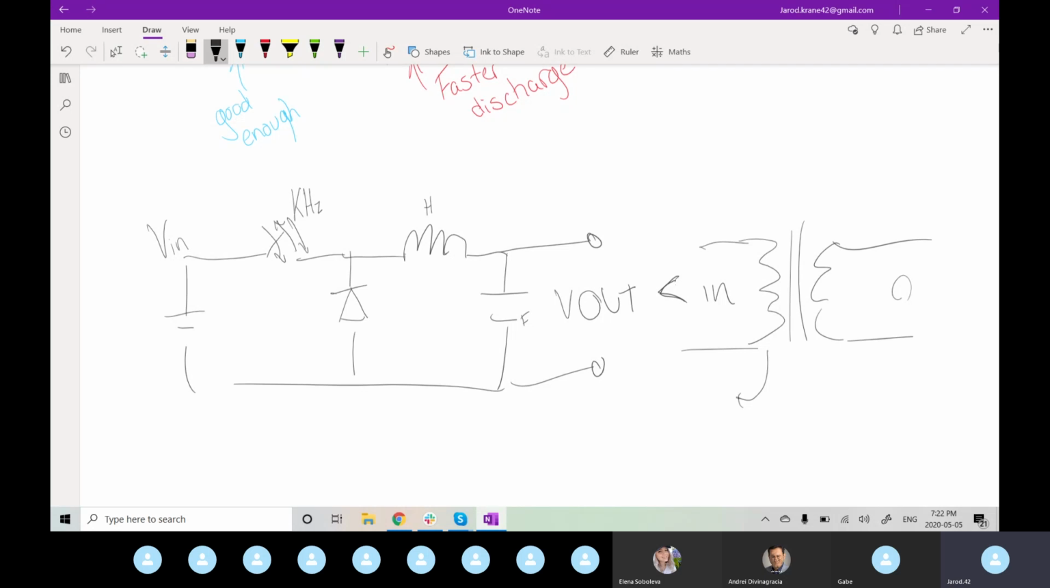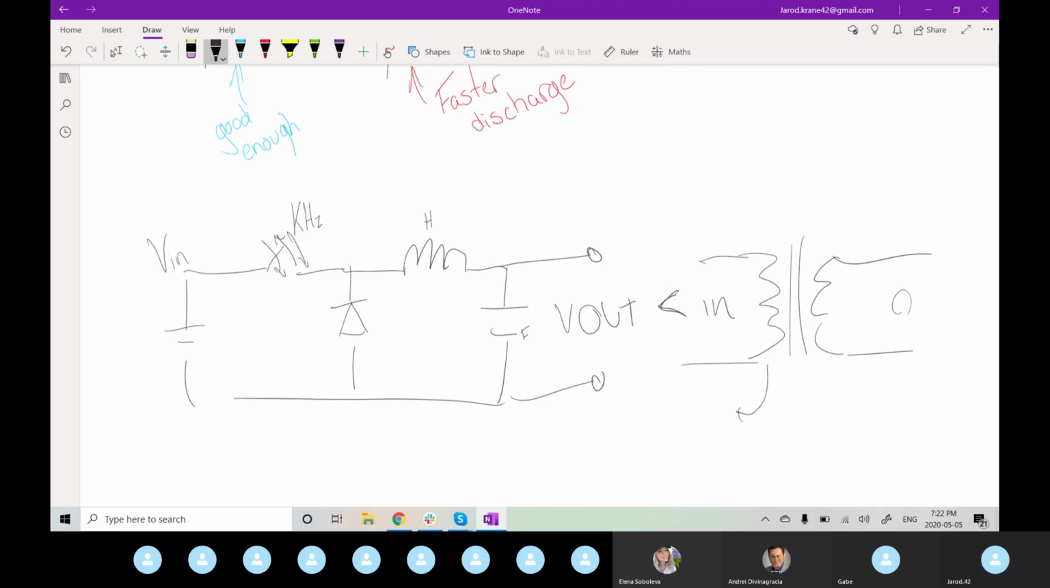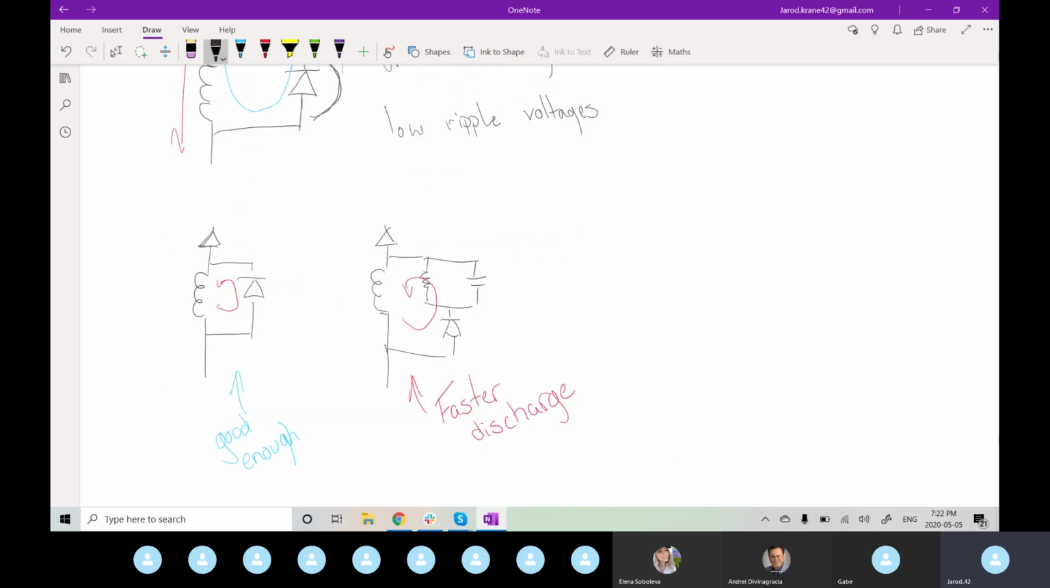In the car, we don't have to deal with anything that fast. Since we're not doing any transformer isolation, we're not doing any fast switching electromagnets. So again, in our case, just the diode is good enough. We're not at any extreme levels where we care about this fast discharge.